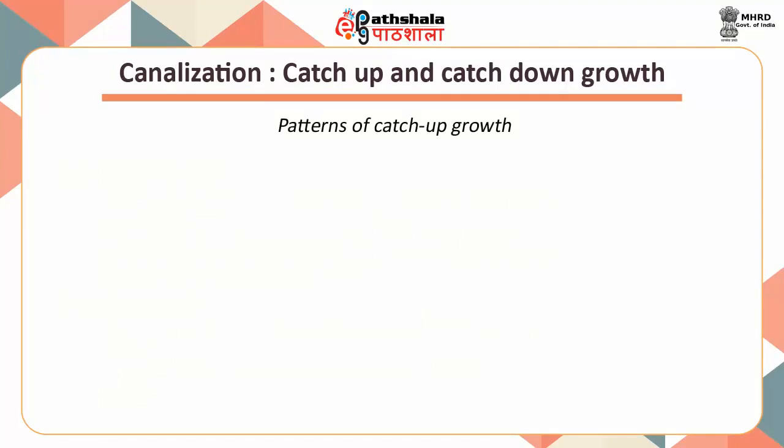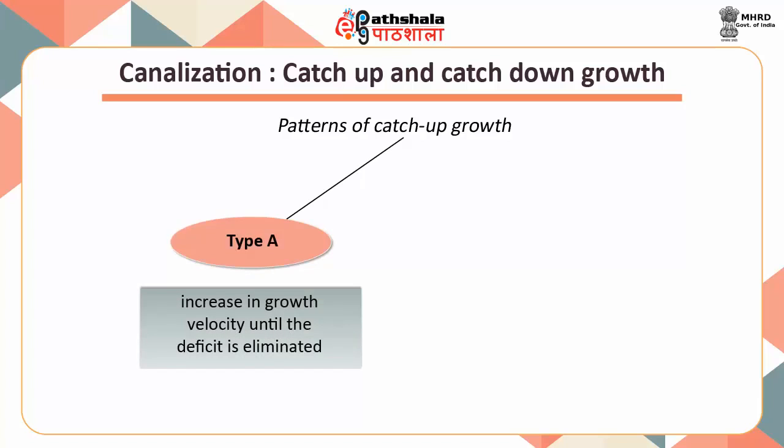What are the patterns of catch-up growth? Tanner has described distinct temporal patterns of catch-up growth following pre- or postnatal growth restriction. Type A pattern is characterized by a transient increase in growth velocity until the deficit is eliminated, followed by normal velocity when the normal growth curve is achieved. Such patterns are common in infancy and childhood when a child recovers from starvation or illness.